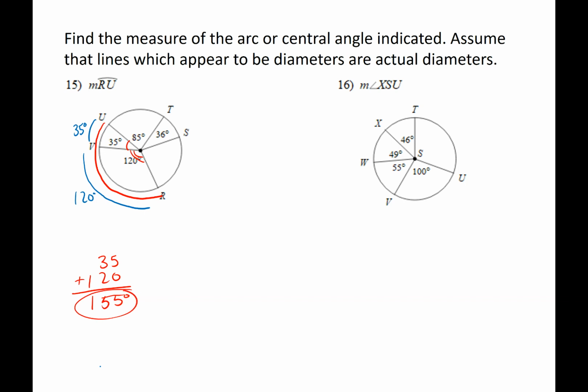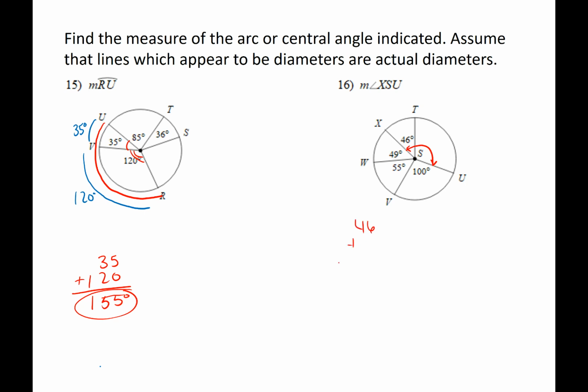On to the next one. This one asks for angle XSU. So XSU is this whole angle from here to there. In order to do this, we have 46, but we really need to know the angle TSU. It's that other part of the angle there. I have all the angles but one, so I could add them up. Sounds like so much fun.